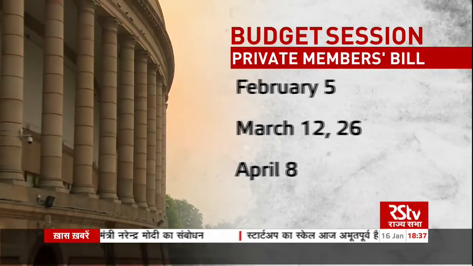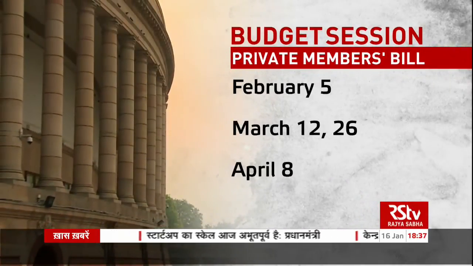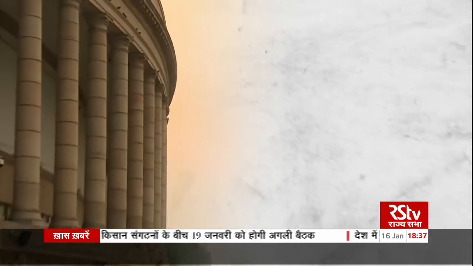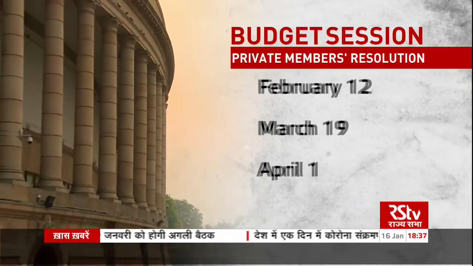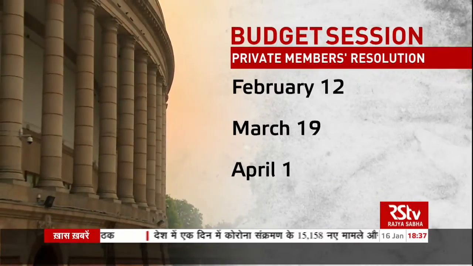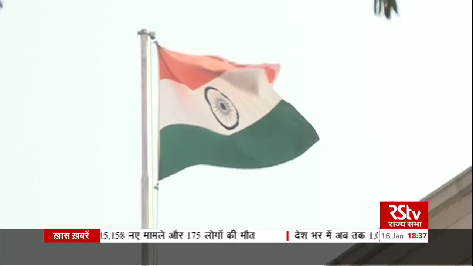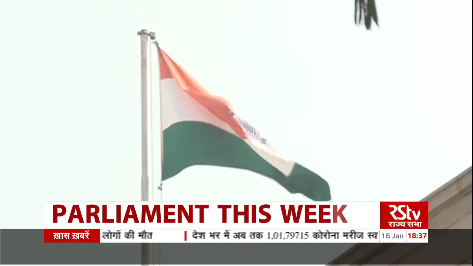Private member bills will be taken up in the Rajya Sabha on Fridays on 5th February, 12th and 26th March and on 8th April, which is a Thursday. Private member resolutions will be taken up on 12th February, 19th March, on Fridays and on 1st April, which is a Thursday. Private members' business is normally taken up on Fridays.